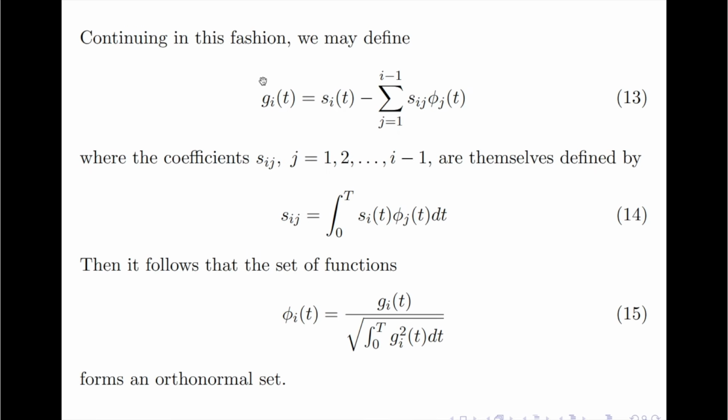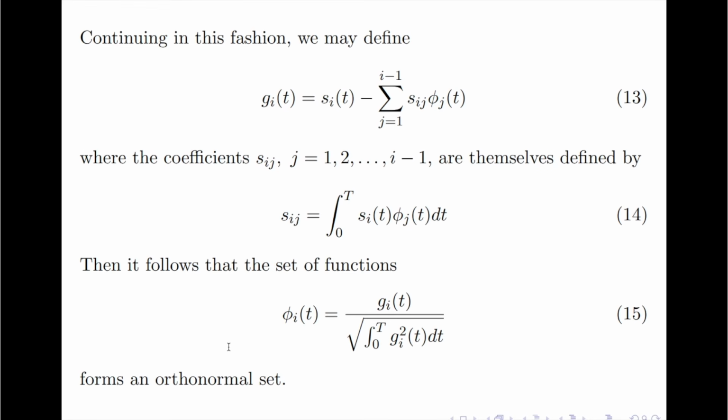Then we are going to use this intermediate function to define the new basis function as g i of t divided by square root of the energy of g i of t, which is integral 0 to capital T g i square of t dt. Here we have defined coefficients of expansion, which are s i j, and you can estimate these coefficients using the equation integral 0 to capital T s i of t into phi j of t dt. Finally, we state that the basis functions so generated using the procedure discussed will create an orthonormal basis function set.